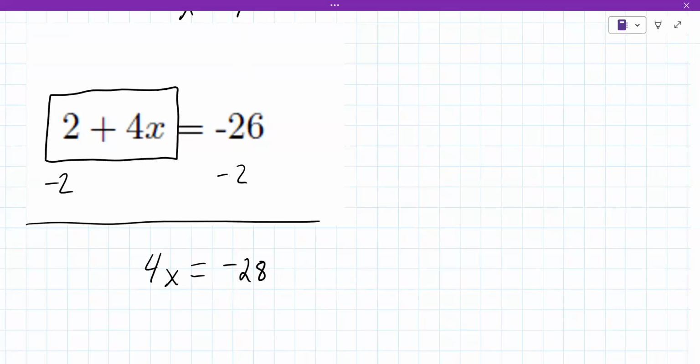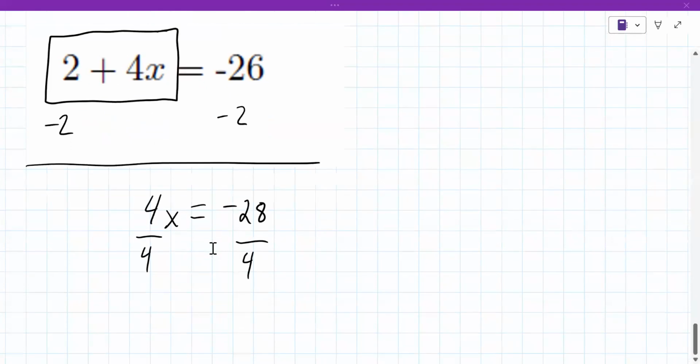What should we do from here? Divide by 4. Good, I like it. What is the final answer? Would it be minus 7? Yes. So a negative divided by a positive gets you a negative, and then you divide the 2 numbers. Good.